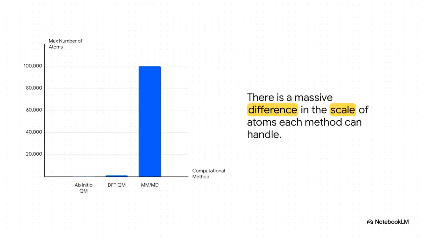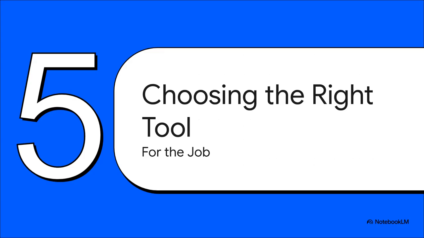There's even a kind of silly mnemonic to remember the order of increasing system size. All dogs smell more. For ab initio, DFT, semi-empirical, and molecular mechanics. It works. So, you see, it's not really about which method is better. It's all about choosing the right tool for the specific job you need to do. Each one has its own purpose, and in that purpose, it absolutely shines.